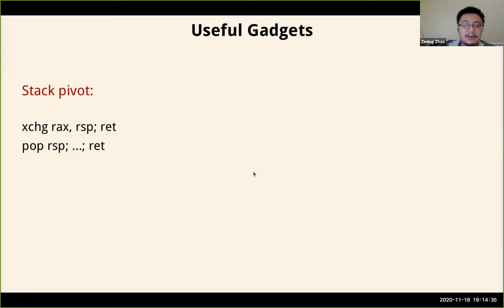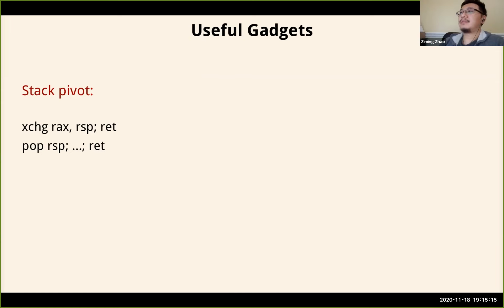There is another very interesting and useful gadget. It's called the stack pivot. How do you pronounce this word? Pivot. So the idea is we're going to put things onto the stack, our ROP shellcode onto the stack. And we are hoping the program counter, the RIP, will look for addresses to execute code on our stack, right?